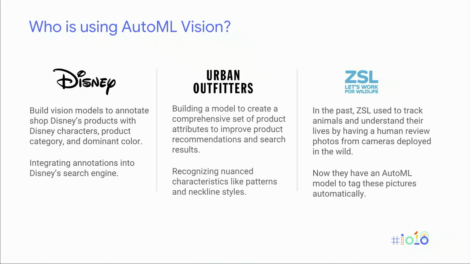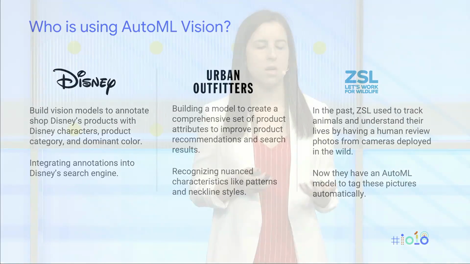The last example is the Zoological Society of London. They've got cameras deployed all over the wild. And they built a model to automatically tag all of the wildlife that they're seeing across those cameras so that they don't need somebody to manually review it.